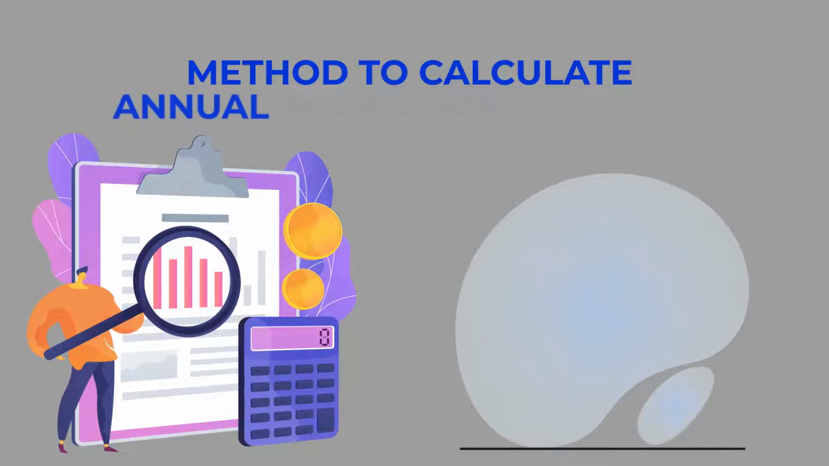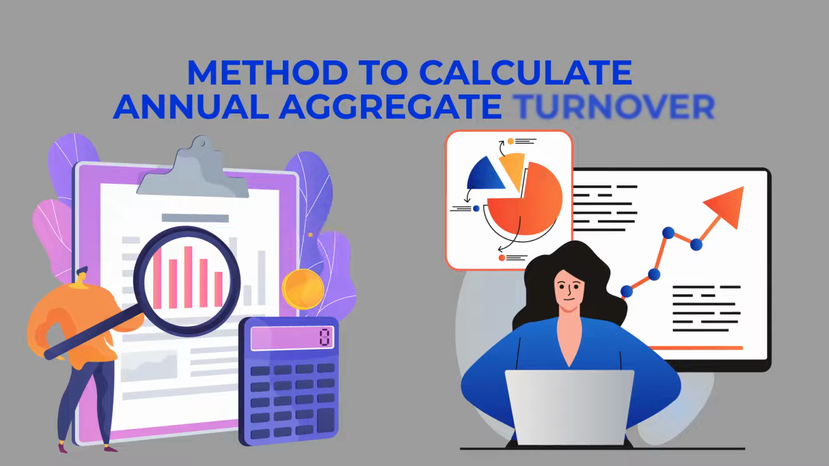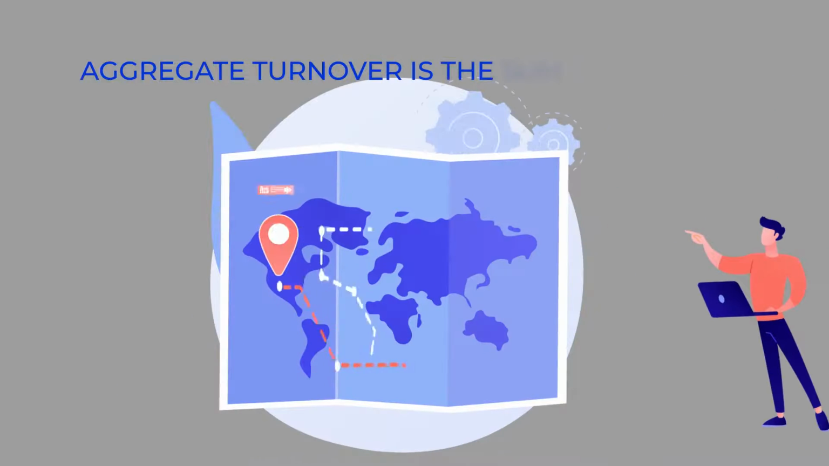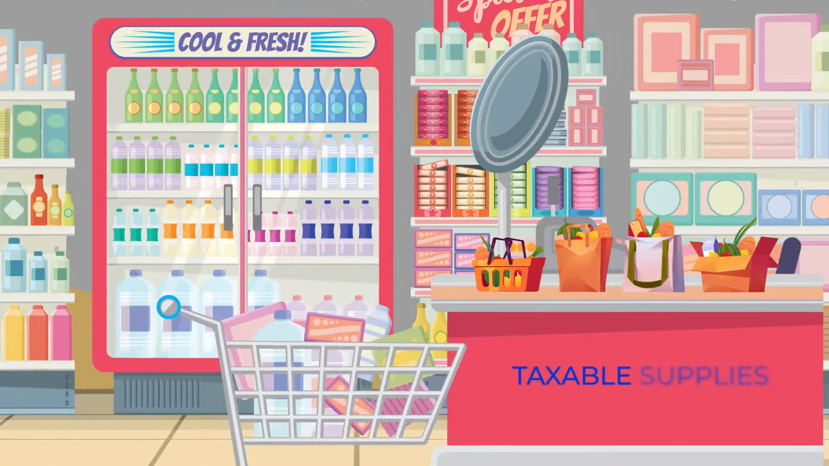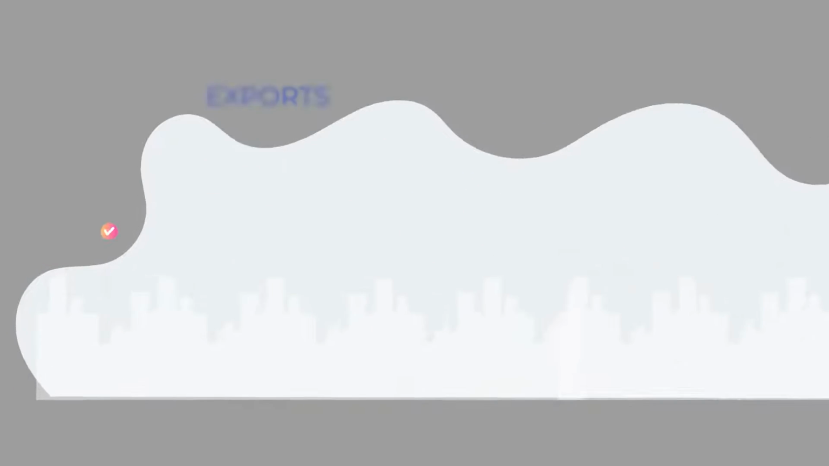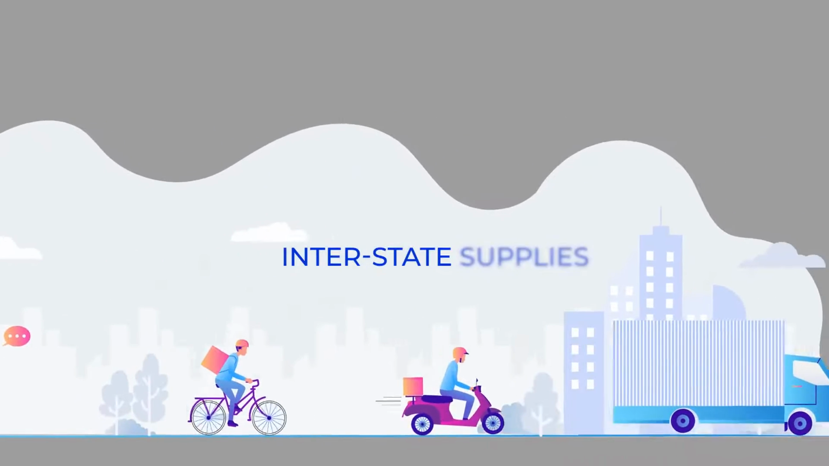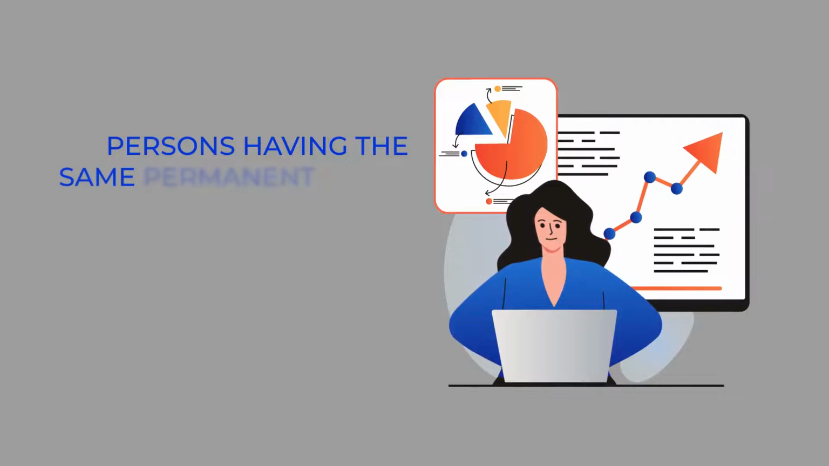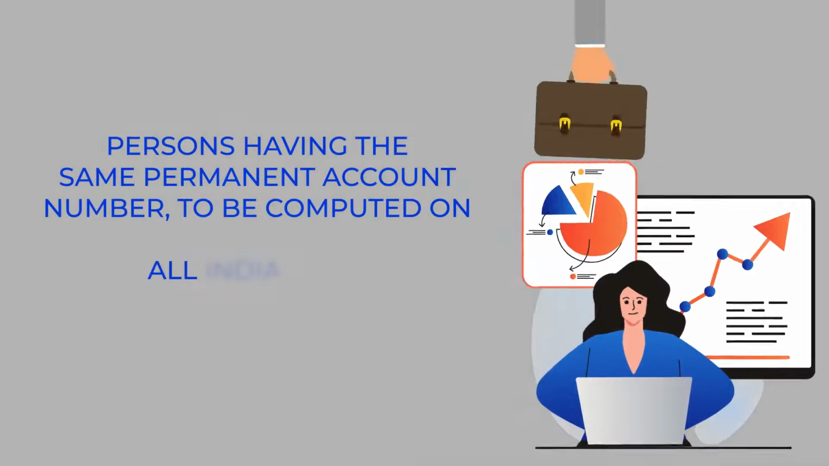Turnover of all businesses with the same PAN has to be added up to calculate turnover for the purpose of composition scheme. It is the sum of value of all outward supplies falling in the following 4 categories: taxable supplies, exempt supplies, exports of goods or services, and interstate supplies, but excludes the value of inward supplies on which tax is payable by a person on reverse charge basis, and taxes including cess paid under GST law.